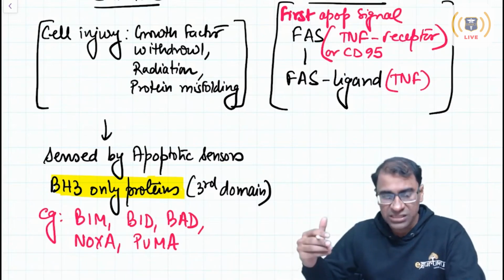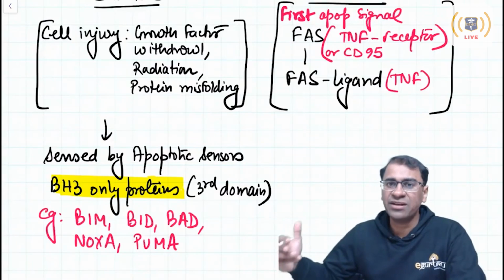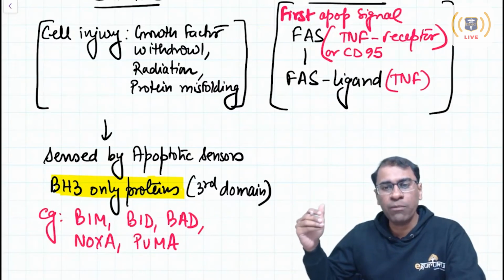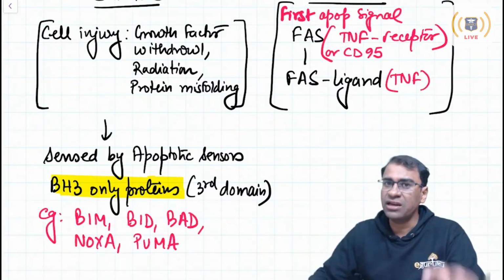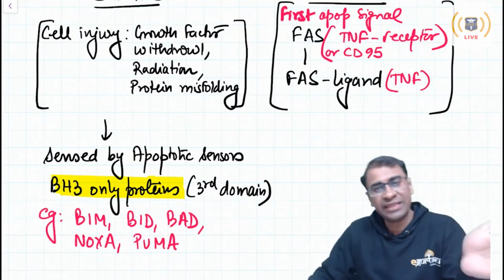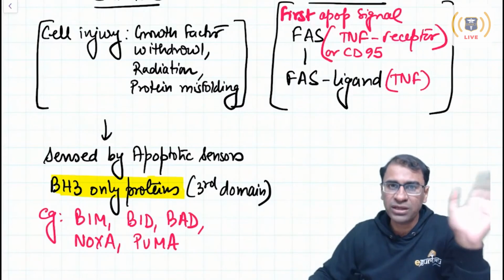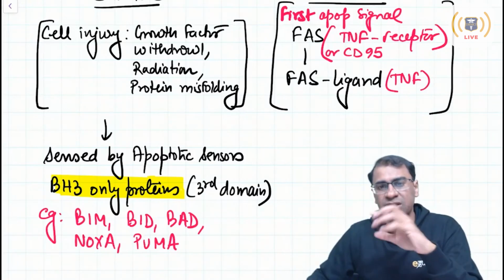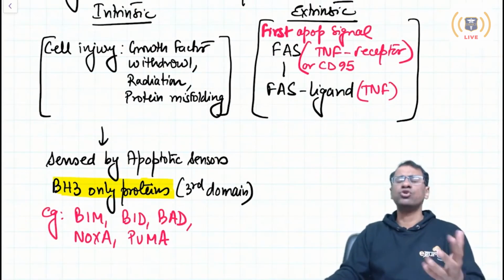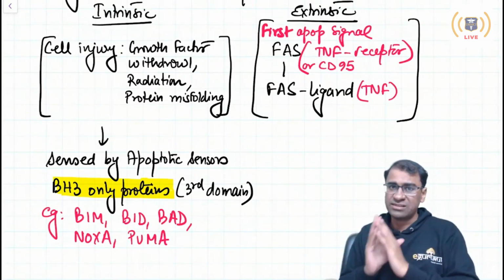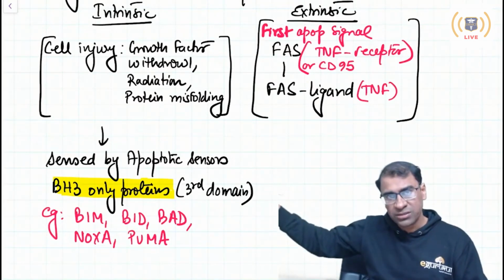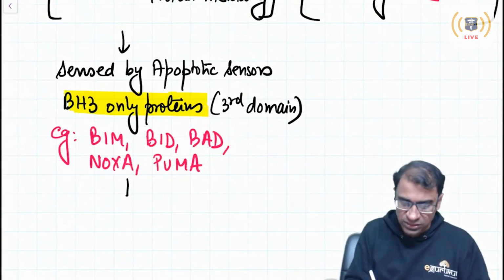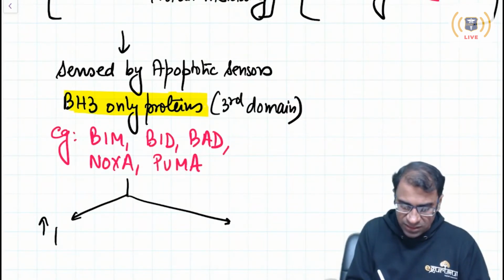they will activate the pro-apoptotic proteins. However, if they feel that the injury is not of a very severe nature, they will decrease the pro-apoptotic and increase the anti-apoptotic proteins. Let's assume that the injury is very severe. Once it is sensed by BH3 only proteins, which are BIM, BID, BAD, Noxa, Puma, they do two things.